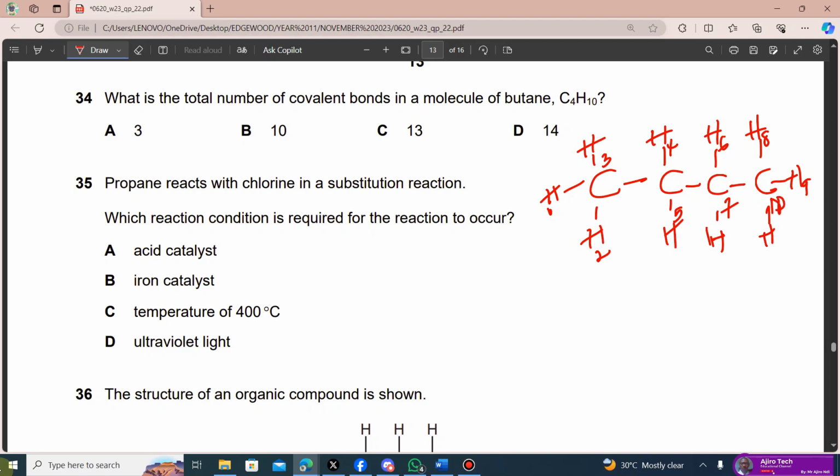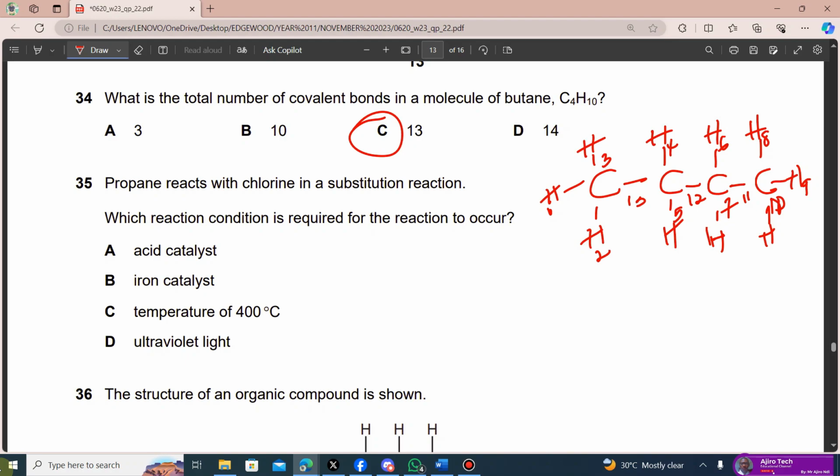That's for carbon-hydrogen, so 10. Now, between these two carbon atoms, that's 11. Between this and this, 12. Between this and this, 13. So they are 13. Don't be tempted to sum them up and say 14. As I said, you need to be careful, and that's why I had to display it.